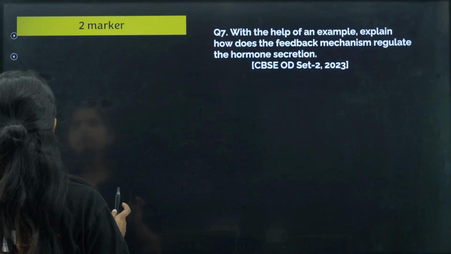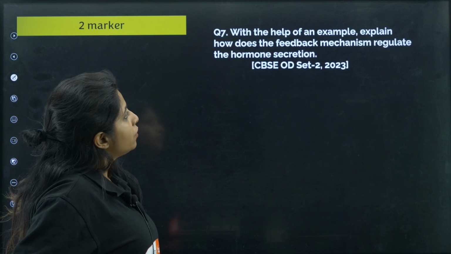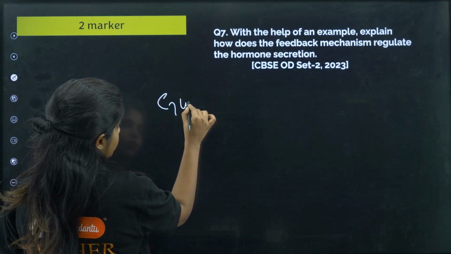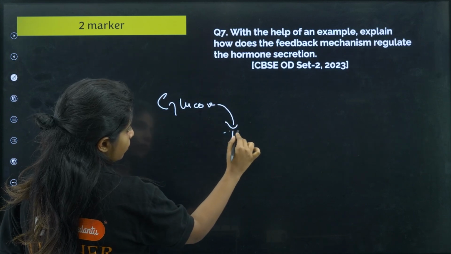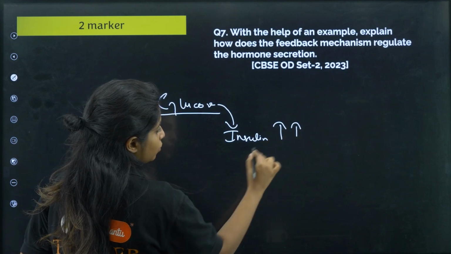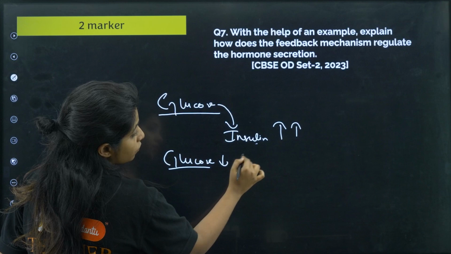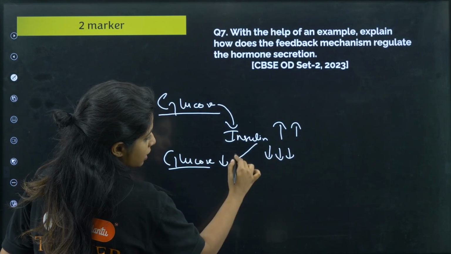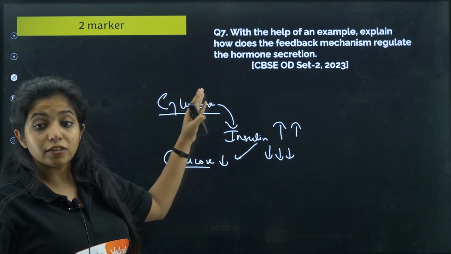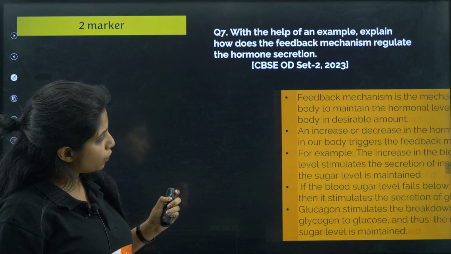Chalo. Question number 7. With the help of an example, explain how does feedback mechanism regulate the hormone secretion. What do you mean by feedback mechanism? For example, if in our body glucose is high, that's when a hormone is being released, that is insulin. Now, its secretion would be increased. But on the other hand, if glucose is less, at this point of time, insulin would be produced less. So this is a feedback mechanism. If something is there, you're making more of it. This is positive. When something is not there, you don't want secretion. It is negative feedback.